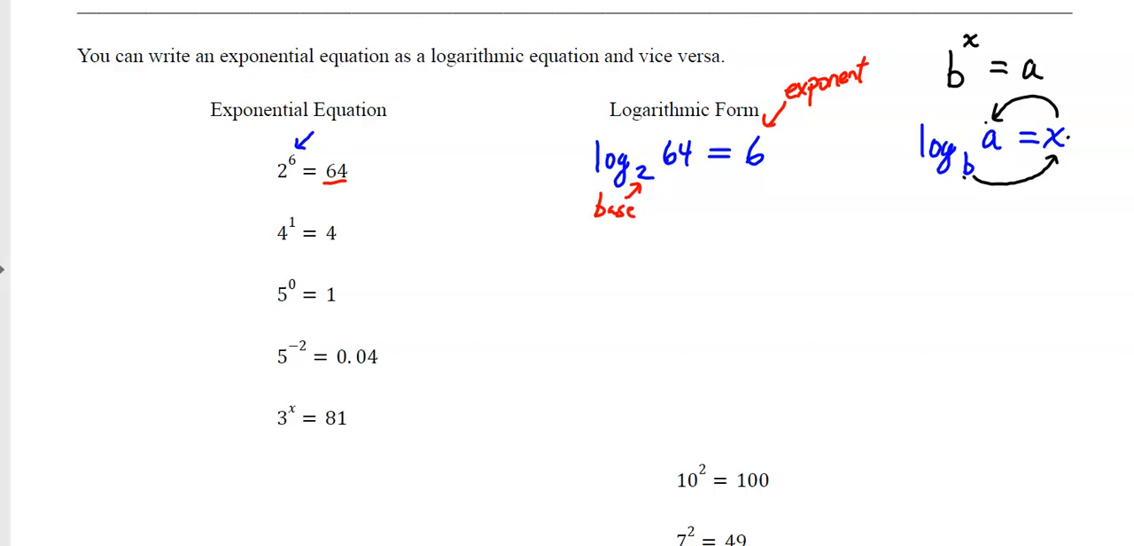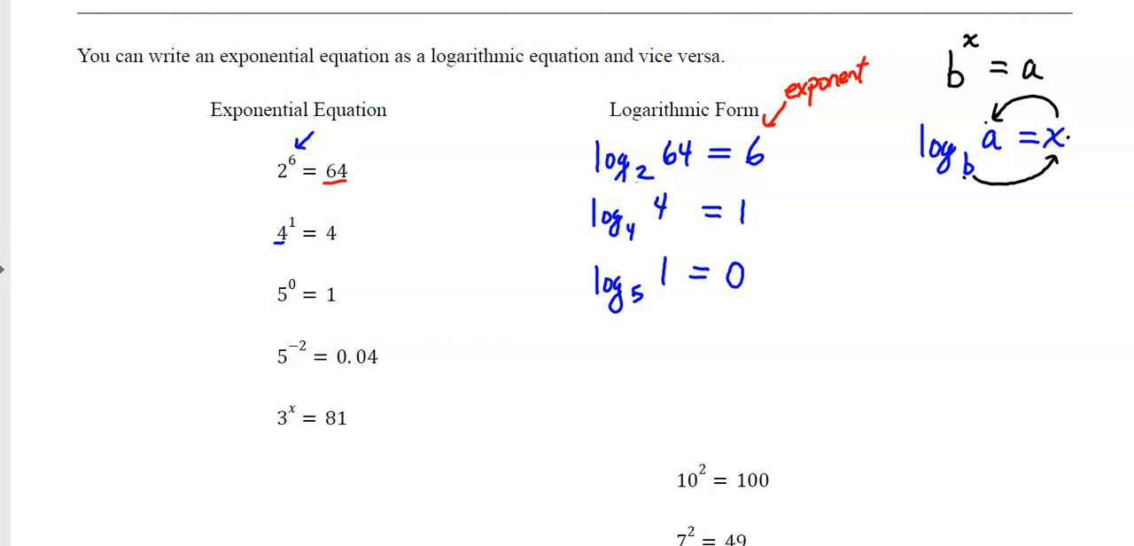So let me move down, and we'll do some more, and hopefully with more pattern recognition, you'll see what's going on. So on this one, we're going to say log, the base is 4, because this is the base. The exponent is 1, 4 to the first power is 4. So on this next one, 5 to the 0 power, well, that equals 1.